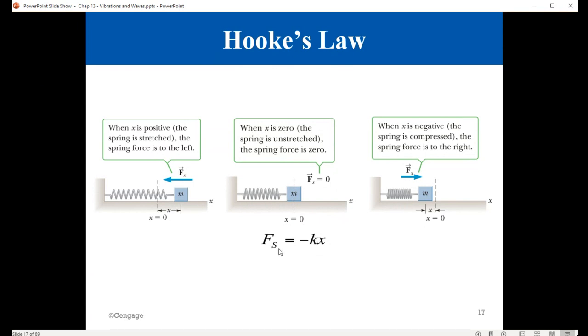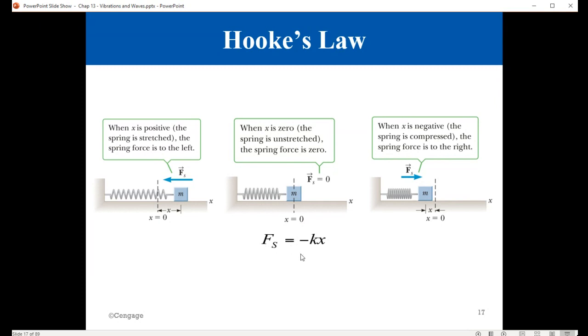We change proportionality into equation form by having a proportionality constant. The proportionality constant k here is called the spring constant. And the minus sign is just to tell us that the spring force will always be opposite to the displacement. We call this force the restoring force, because it tries to restore the spring to its unstrained position.